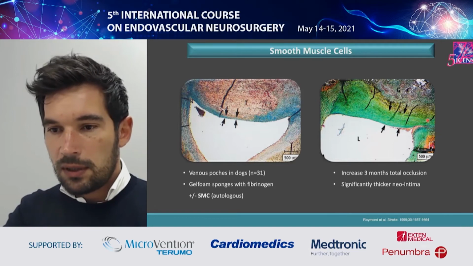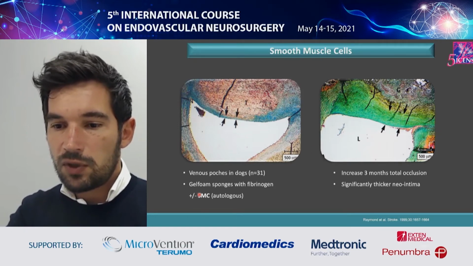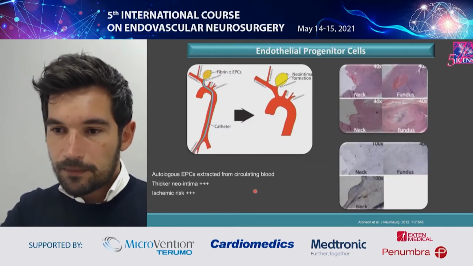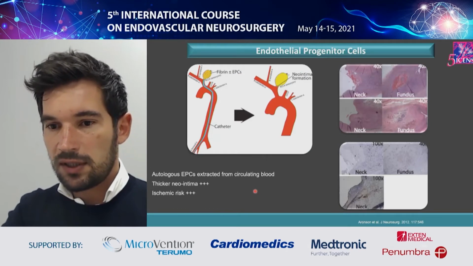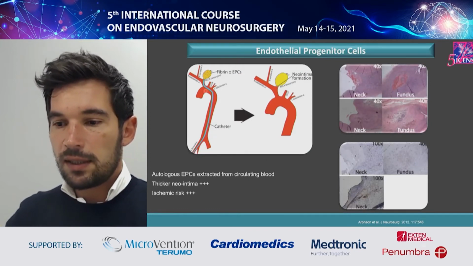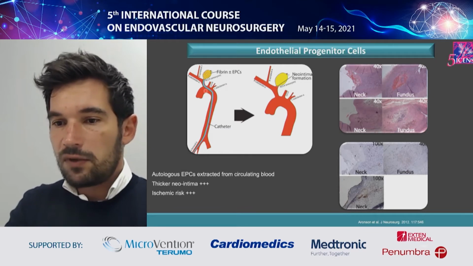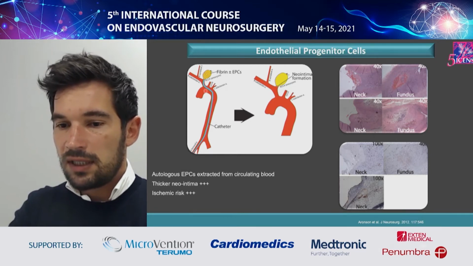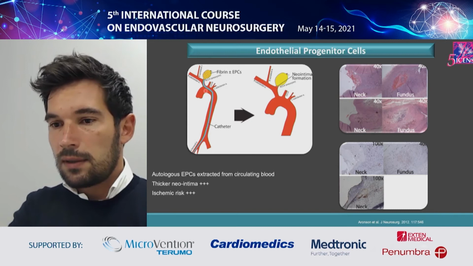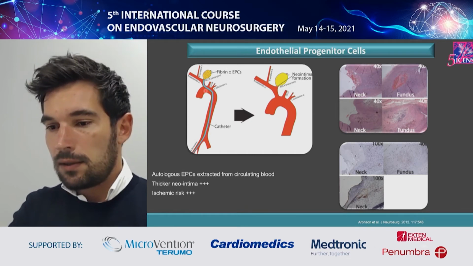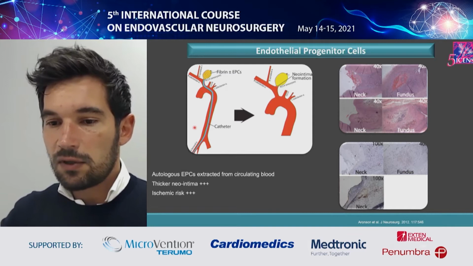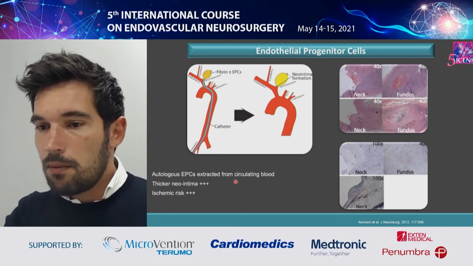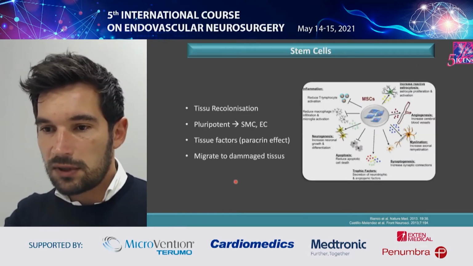Some others used smooth muscle cells in gel form, sponges with fibrinogen, and they also observed greater healing results. You can also use endothelial progenitor cells, which could then differentiate into endothelial cells. The problem with using endothelial progenitor cells is that there are very, very few cells in the blood, and it is very difficult to extract them from the circulating blood. But in models you can observe better occlusion of your aneurysms.